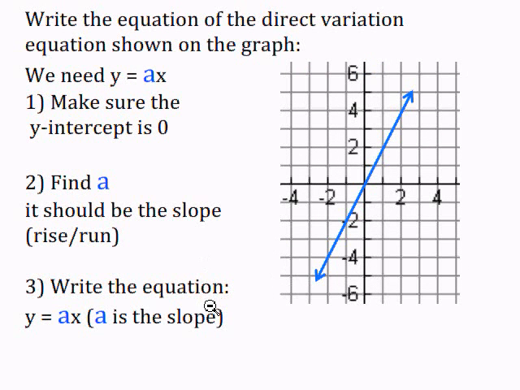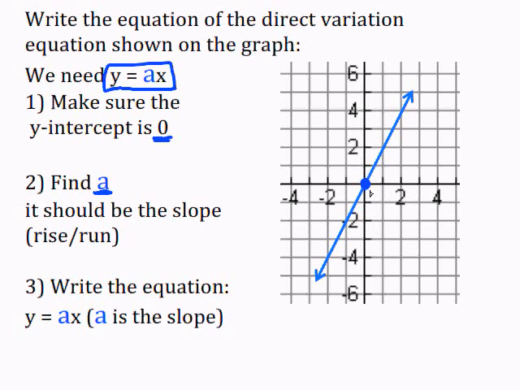Now what we're going to do is write the equation of the direct variation equation shown on the graph. So to do this, we're going to need to get the equation in y equals ax form. Remember, that's our direct variation form. We have 3 steps we're going to go through. The first step is to make sure that the graph really is direct variation, meaning your y-intercept should be 0. Looking at the graph, you notice the y-intercept is indeed 0. So now all we have to do is find the a, which you'll remember is just like the m for the slope-intercept form. We need to find our a value, which is our rise over run.